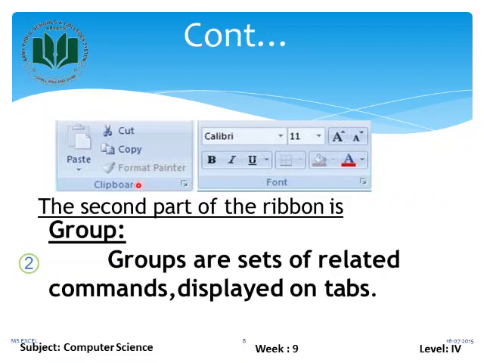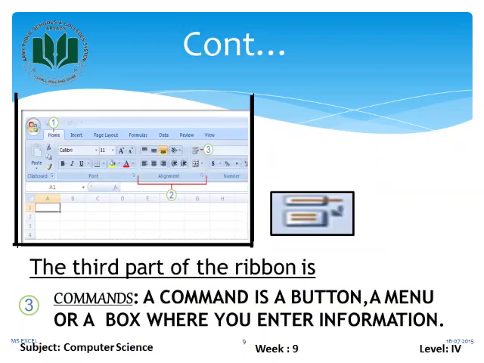The second part of the ribbon is group. Groups are sets of related commands displayed on a tab. Like you can see that you can use this set of groups from this part. The third part of the ribbon is commands. A command is a button, a menu, or a box where you enter information. You can see that this is the third part of the ribbon.